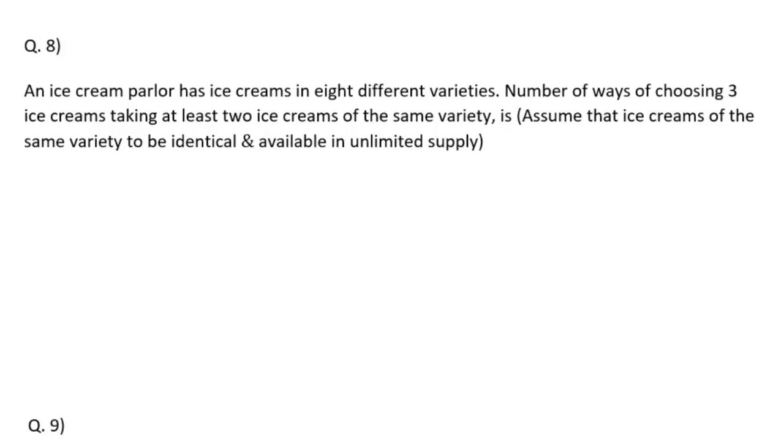Now question number 8. Here it says that an ice cream parlor has ice cream in 8 different varieties. Number of ways of choosing 3 ice creams, taking at least 2 ice creams of the same variety, is? So the number of varieties is 8, right? And we have to select only 3 such that at least 2 of them should be of the same variety. So there are 2 possibilities. One, all 3 are of the same variety, right? In that case, it would be what?